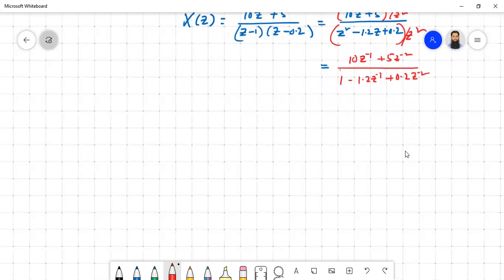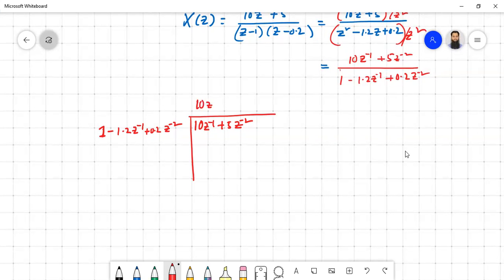The processing is done. So whatever the expression provided, we have to represent it in terms of two polynomials with negative powers of z. And now we have to divide 10 z to the power minus 1 plus 5 z to the power minus 2 by 1 minus 1.2 z to the power minus 1 plus 0.2 z to the power minus 2. Since the first value is 1, the first term is an advantage. So we just give this same value, 10 z to the power minus 1.